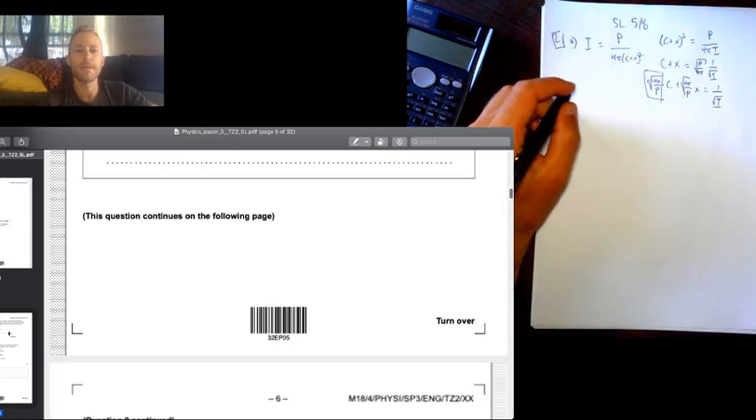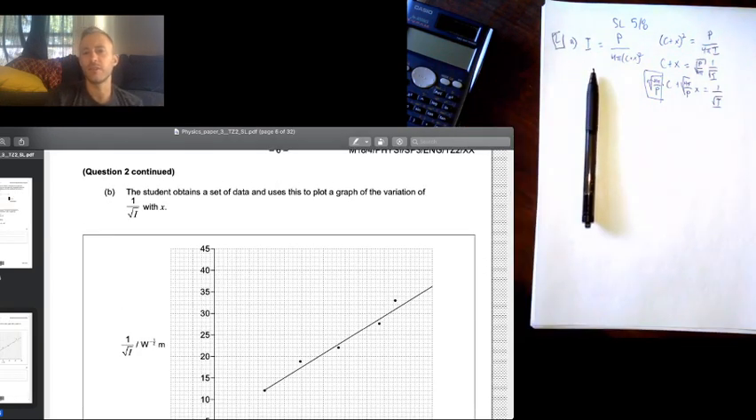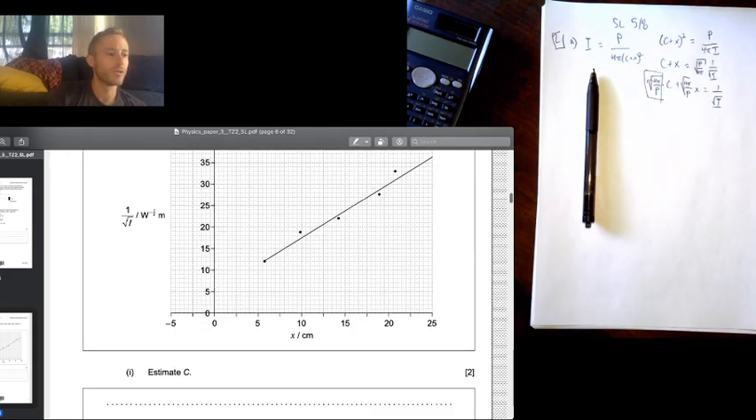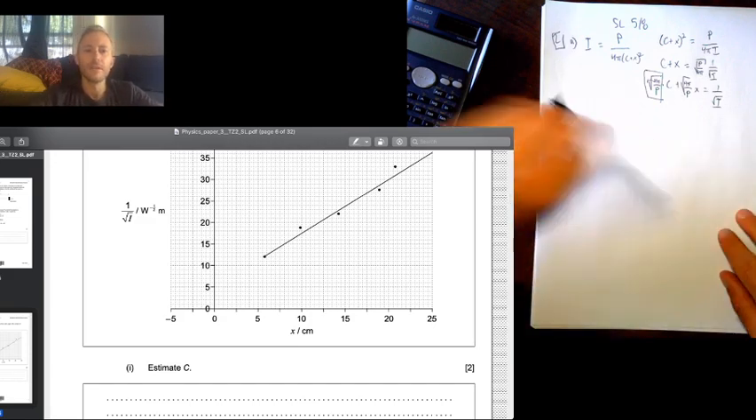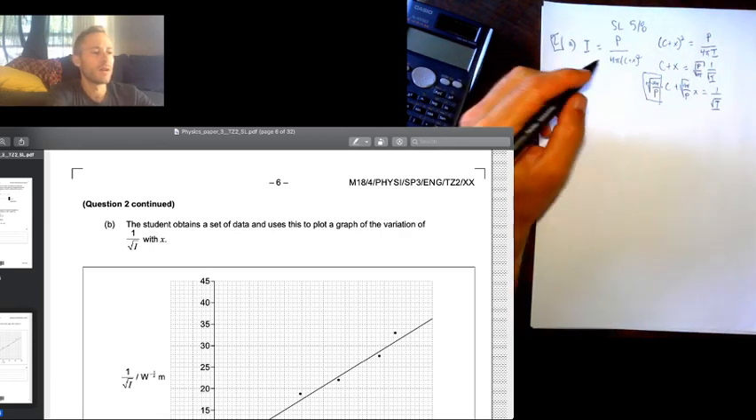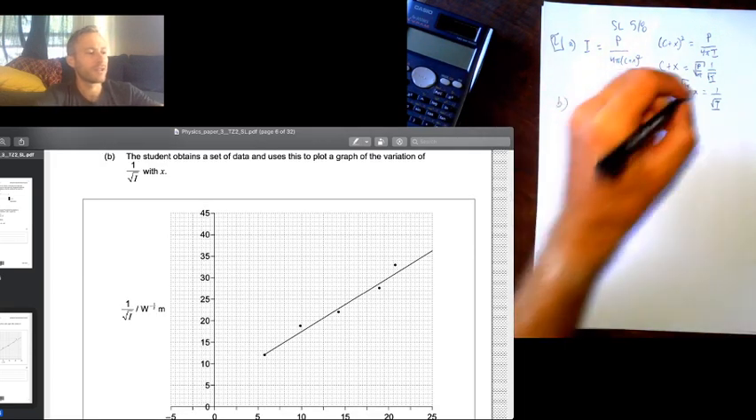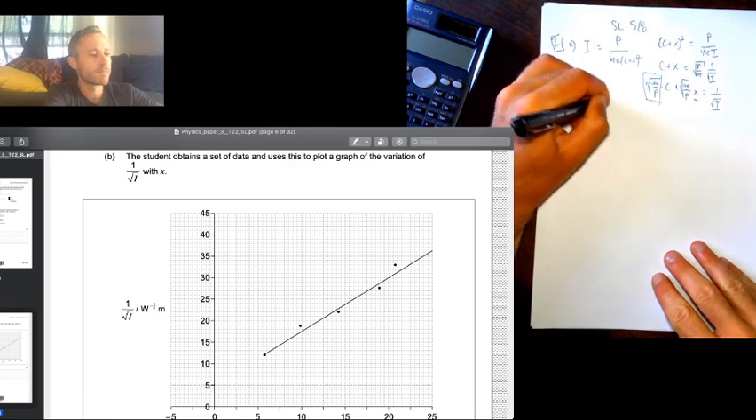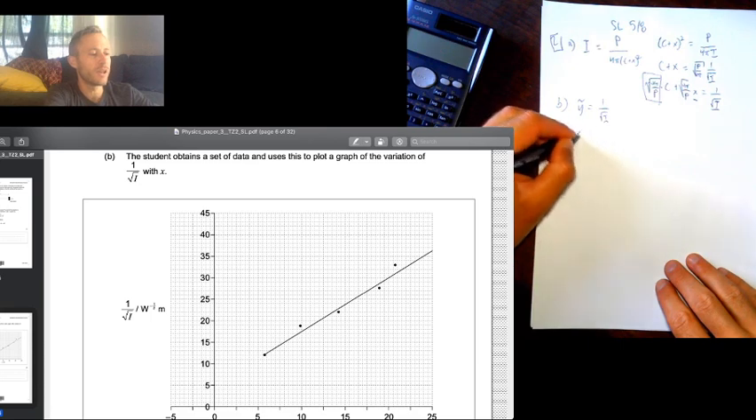All right. The student obtains a set of data. So notice that they've linearized the graph. So for part B, they've linearized the graph. What they have here is they measured x. So they're letting y squiggle equal 1 over square root of I, and they're letting x squiggle equal x.